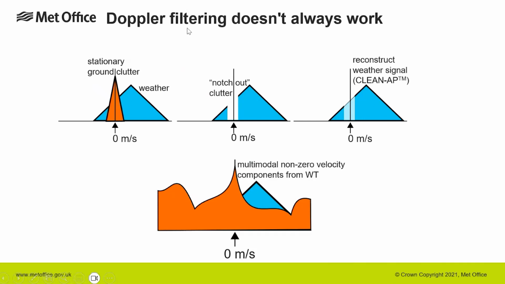So I mentioned Doppler filtering doesn't always work with wind turbines, and the reason is something like this. This is again a cartoon sort of description, but effectively, instead of just the zero velocity power that you get from stationary ground clutter, in this case there are multimodal non-zero velocity components, so it's very difficult to detect them in this way.